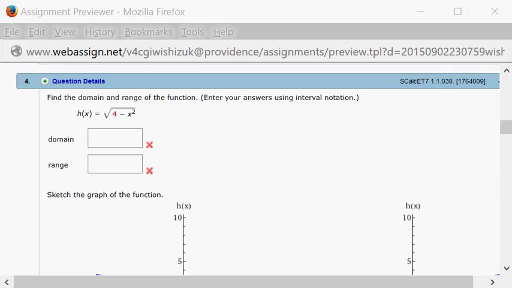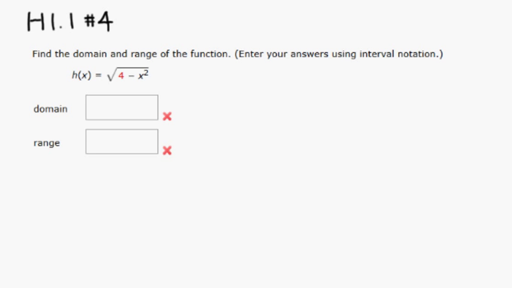Alright, let's look at homework 1.1, problem number 4. We want to find the domain and range of this given function h of x. So let's do that. You can see that there's a square root, so we have to make sure that the expression inside the square root must be non-negative, which means greater than or equal to 0.